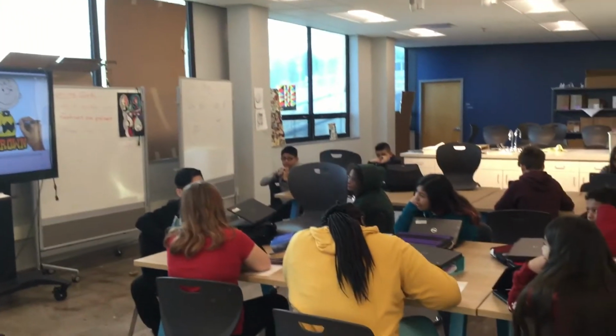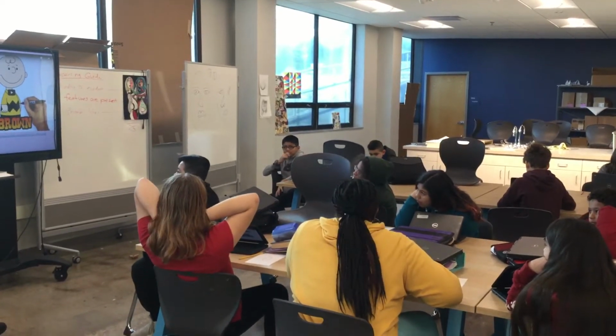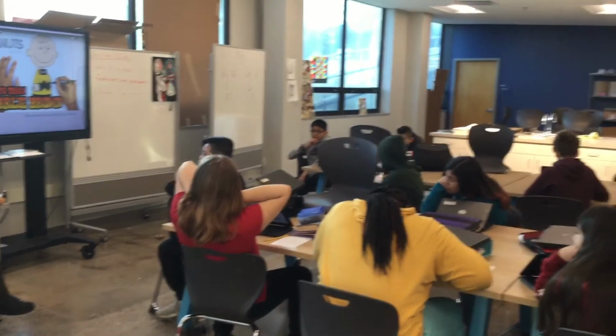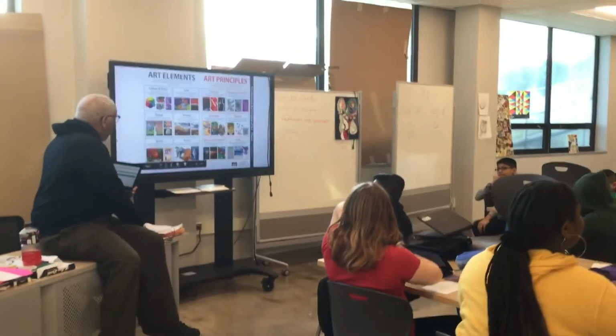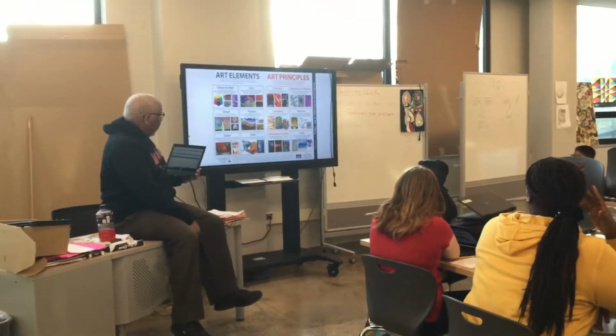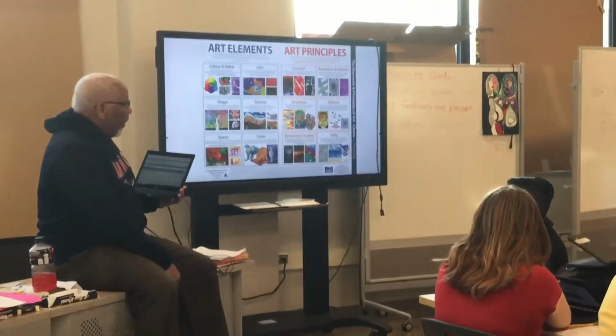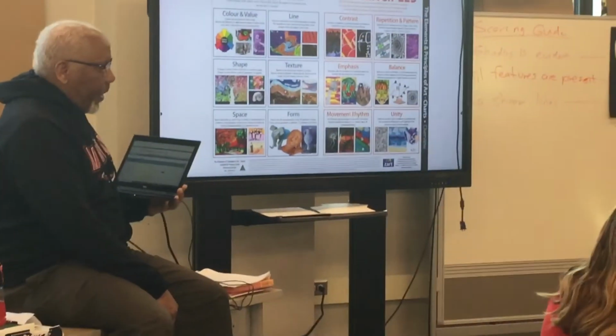An example of an element of art. Value. Value, good. Miss Write, an example of a principle. Unity, exactly. So let's just go over here and review them. The art elements. Let's start. What's the first one? Color. Value, line, shape, texture, space, form.